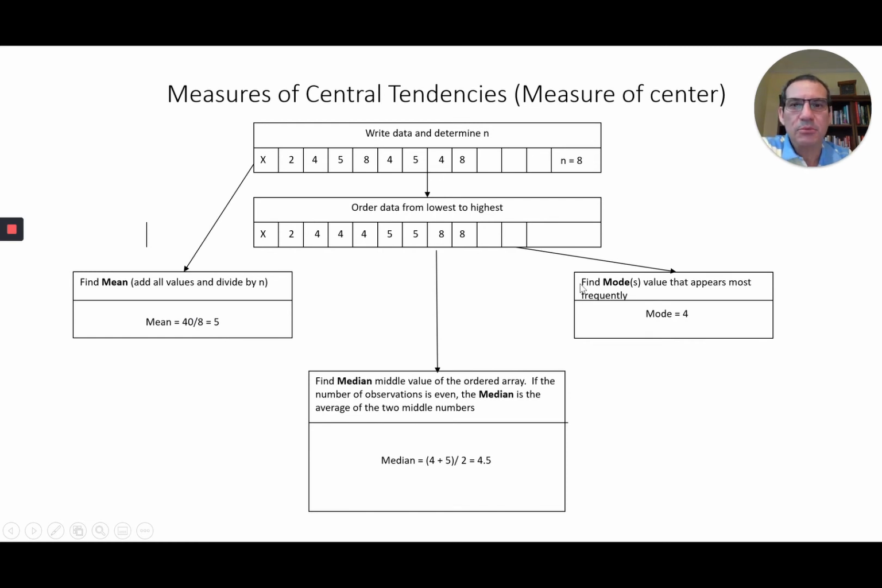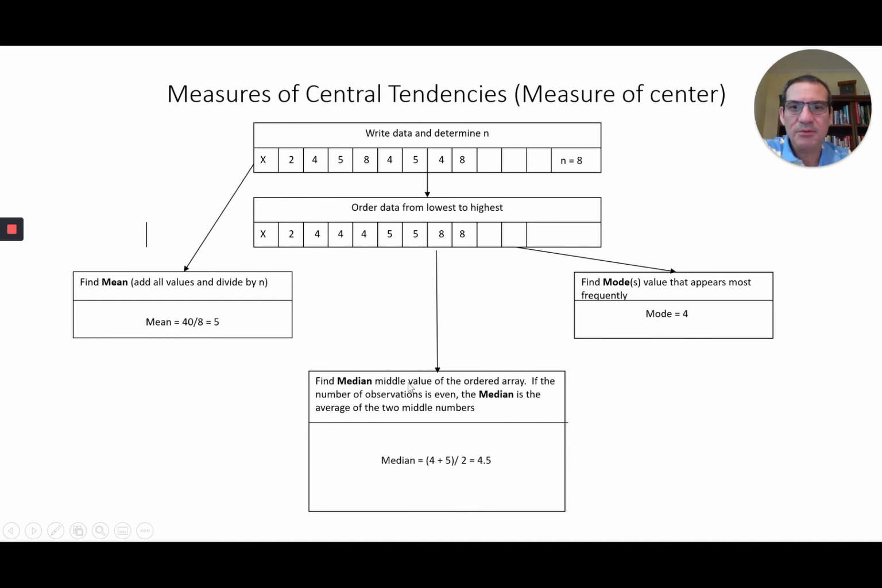Now for the mode and the median, it's easier if you order the data first. So in this case, the smallest number is 2. Then there's no 3. Then we have 4, and we have three 4s: 1 here, 1 here, 1 here. And then 5, we have two 5s. And then after that, two 8s. So based on this data set, the number that appears the most frequently is number 4. So the mode is 4.